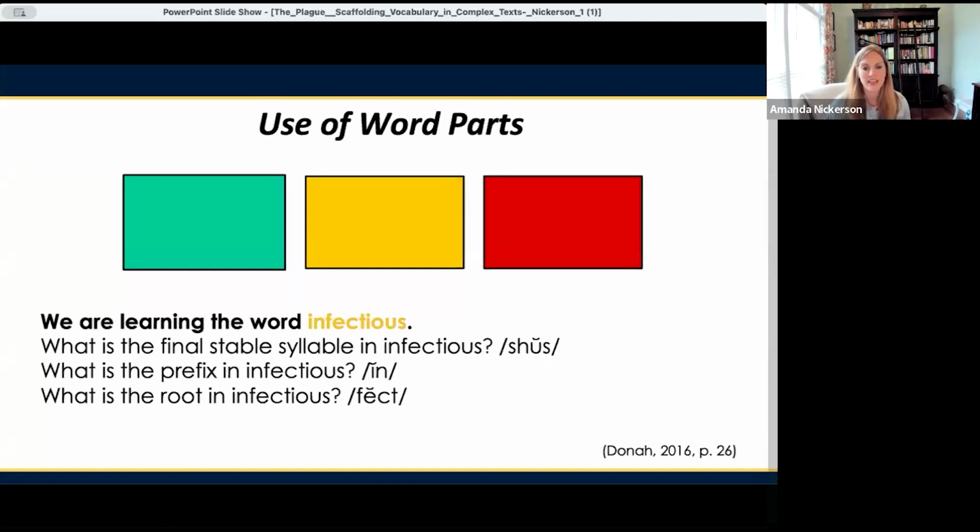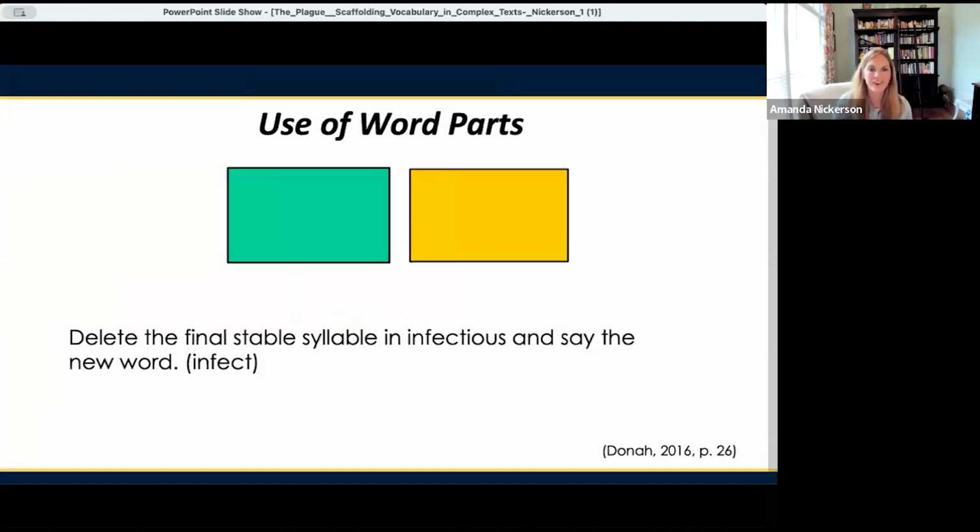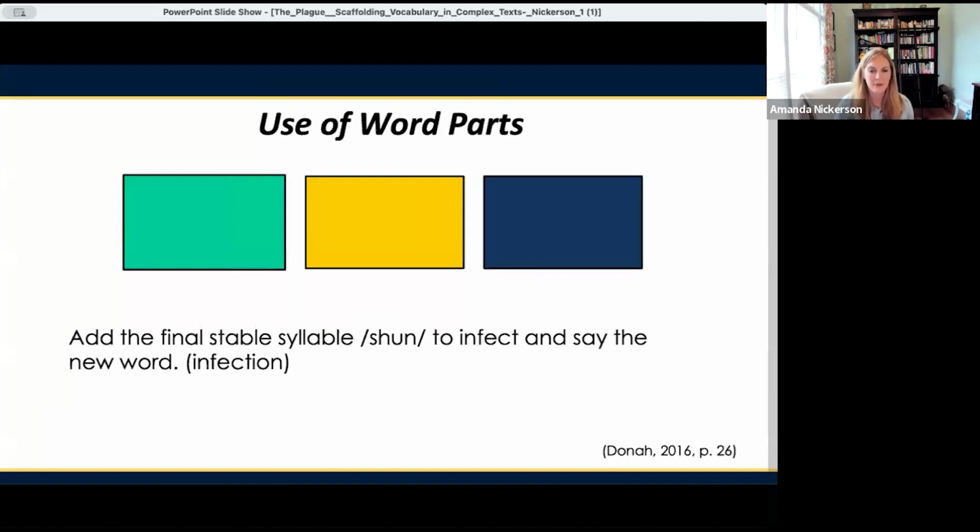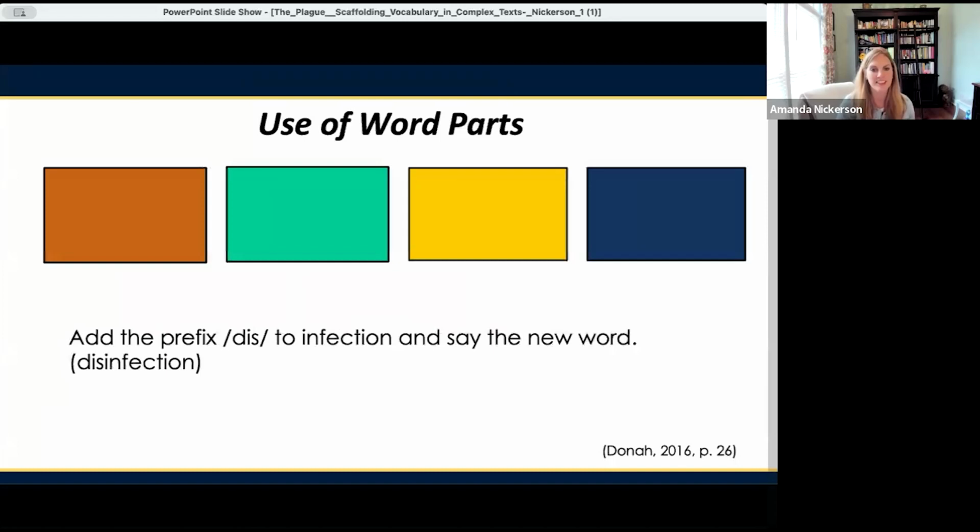What is the root in infectious? They say fect. And then you lead them through deleting the final stable syllable in infectious and saying the new word infect. And you can tell that red rectangle is gone. Add the final stable syllable shun to infect and say the new word infection. So they're adding another blue rectangle to the end. Add the prefix dis to infection and say the new word, disinfection.